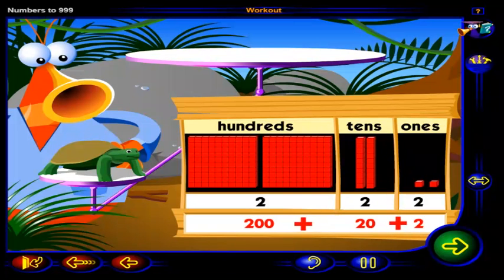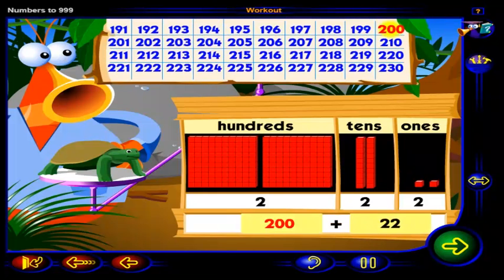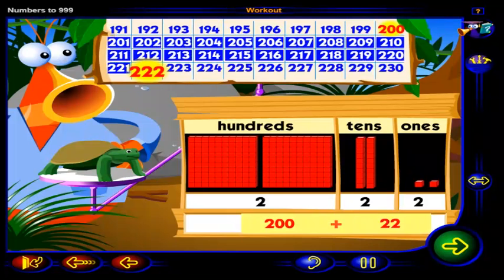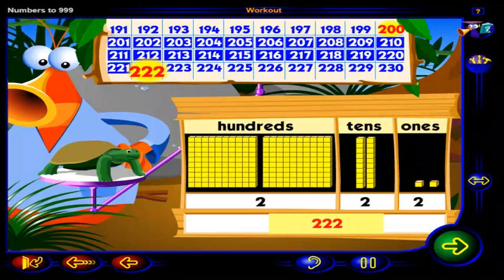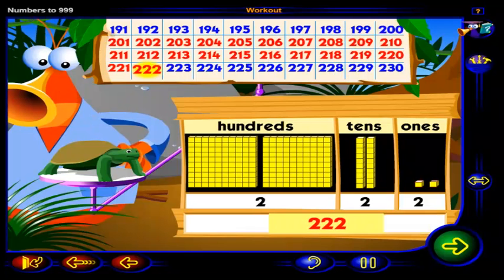When we write a number as the sum of the values in each place, we have the expanded form of the number. So the sum of these values is the number you're looking for. 200 and 20 more is 220, and 2 more is 222. So these blocks show the number 222.